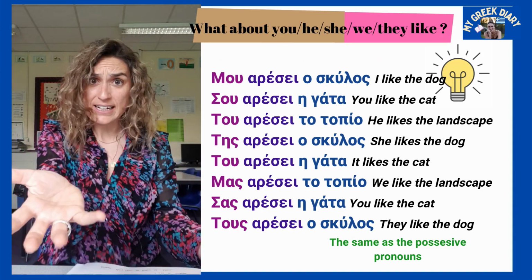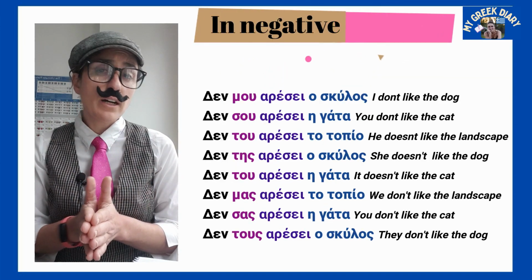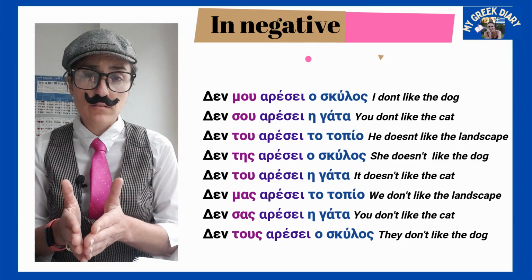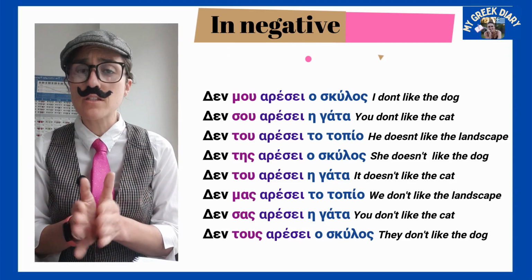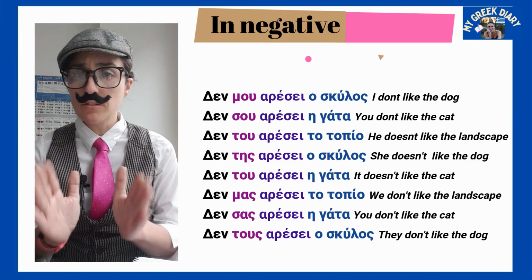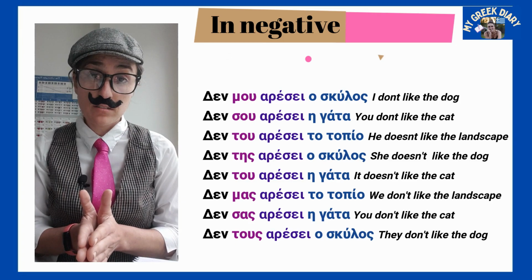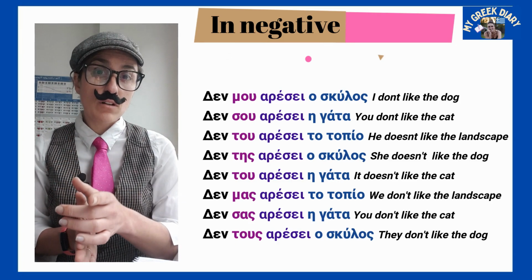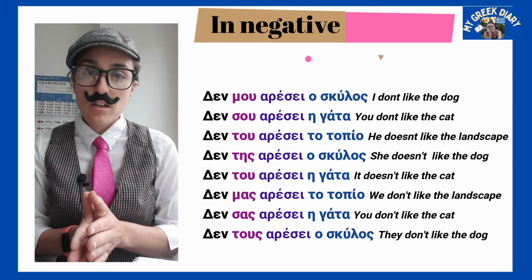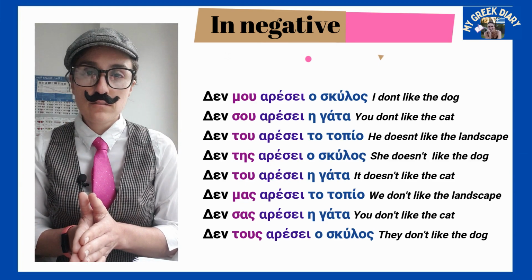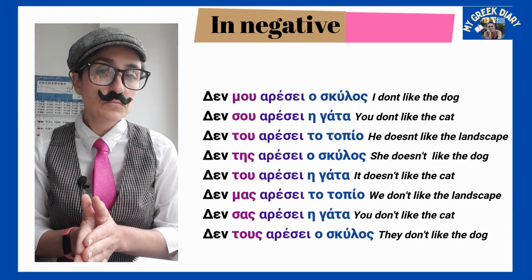What about negative? For the negative, we are going to add just δεν in front, the same way you have been doing with all the verbs. I know this is a special case, but still you put δεν. Δεν μου αρέσει ο σκύλος. Δεν σου αρέσει η γάτα. Δεν του αρέσει το τοπίο.